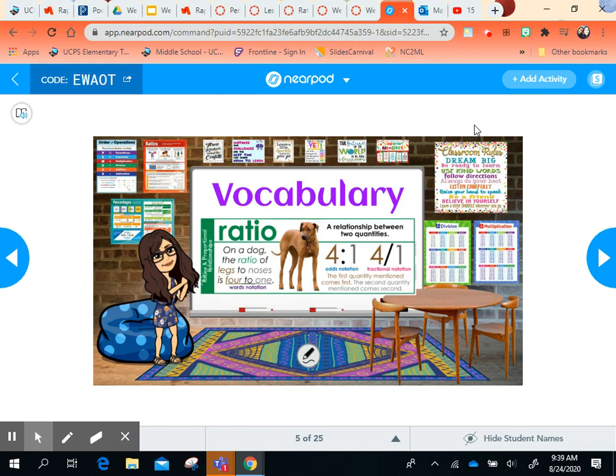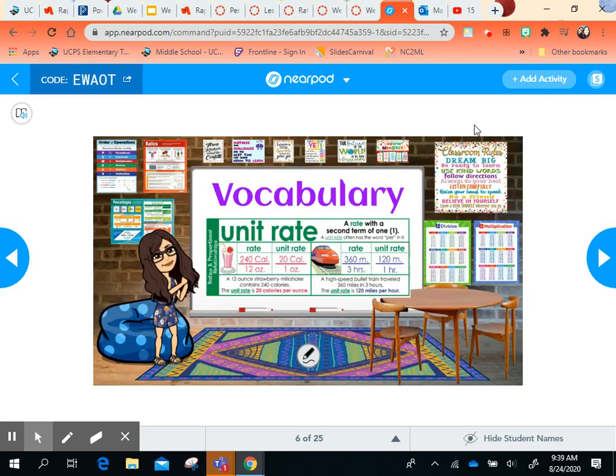Ratio, a relationship between two quantities. So you'll see ratios written in one of these two forms: 4 with the 2 dots and the 1, or 4/1. Unit rate. A unit rate is a rate with the second term of 1. So every time we're looking at unit rates, we want there to always be a 1 in there. It's not a unit rate unless there's a 1 in there.